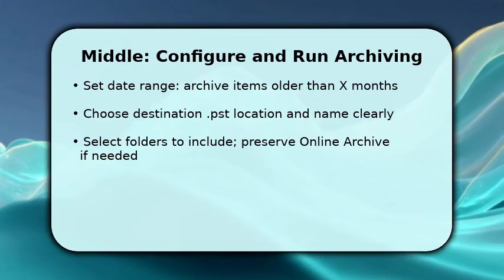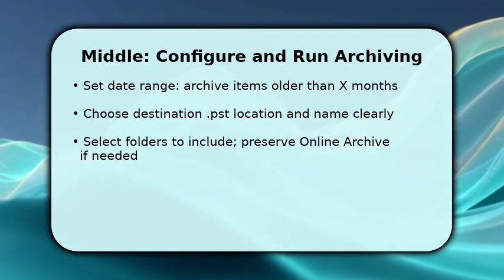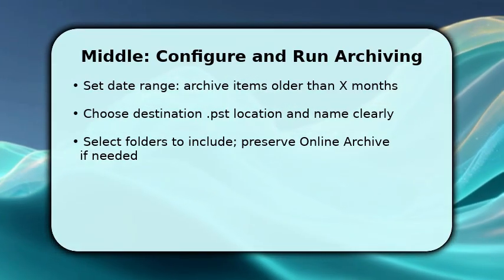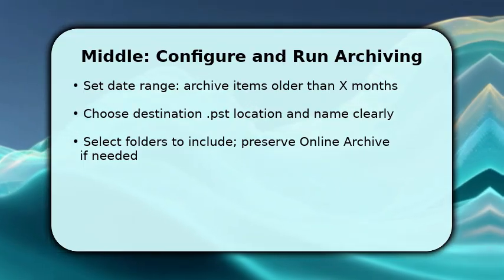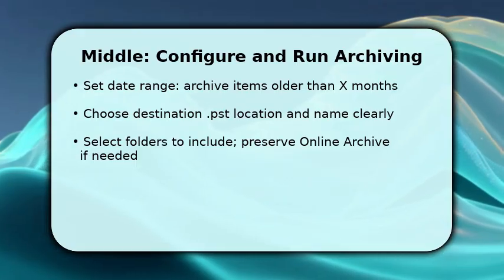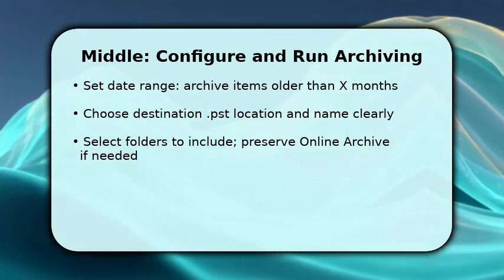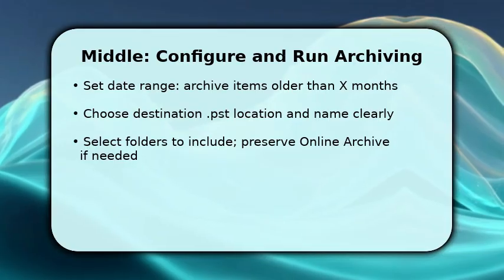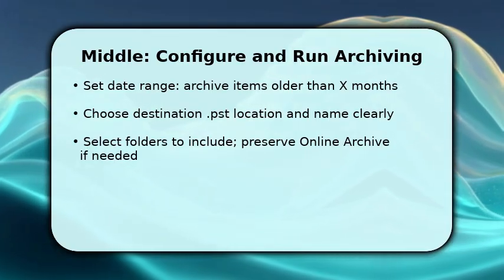Now you configure the archive parameters. Pick a cutoff date, items older than 6 months, for example, and decide whether to include subfolders. Choose a clear PST destination on a fast drive and name it with a date so you can find it later. If using Auto Archive, set frequency and retention in options.